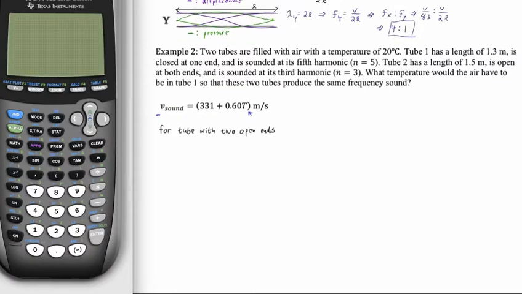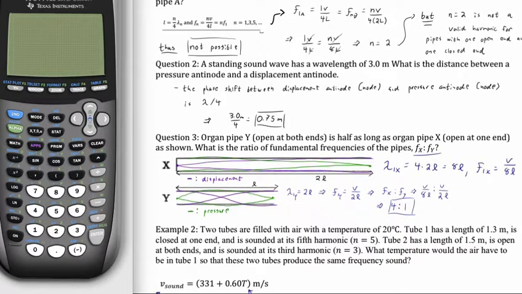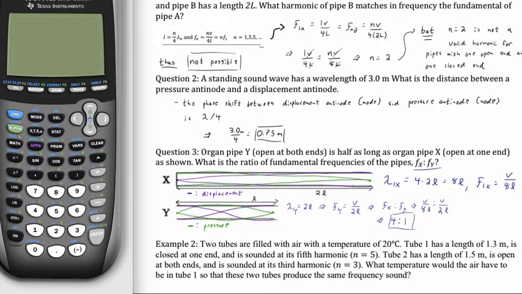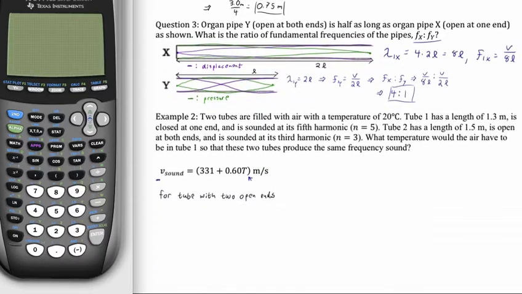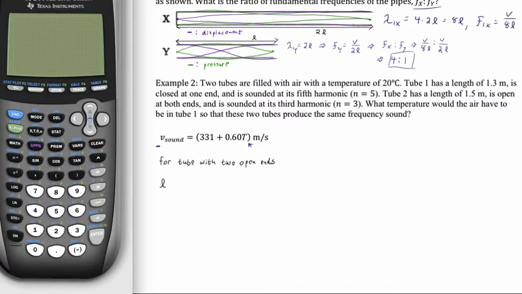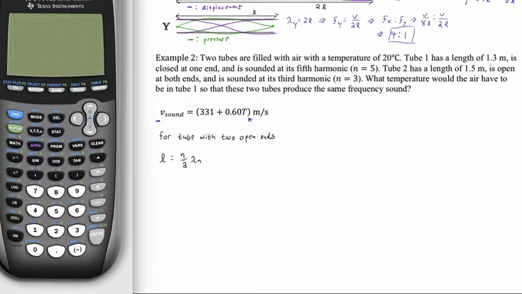We'll refer up to some notes where we had a tube that was closed at one end. There we had that L was n over 4 times lambda n. For a tube that's open at both ends, it ends up being L equals n over 2 lambda n. And so for a tube with one open and one closed end, L is going to equal n over 4 lambda n.